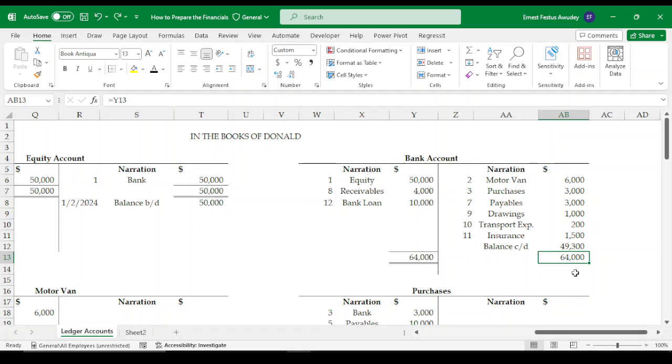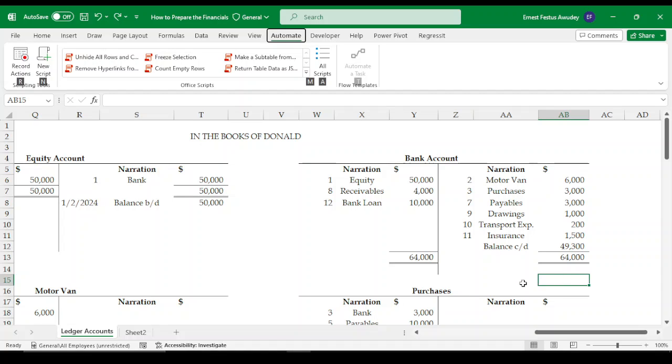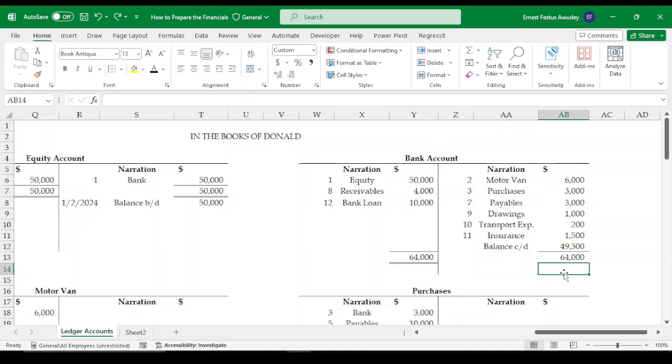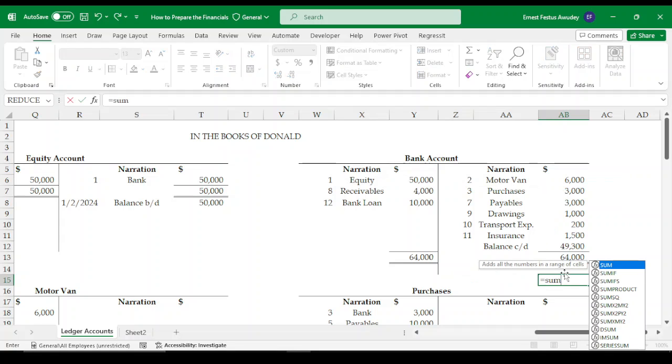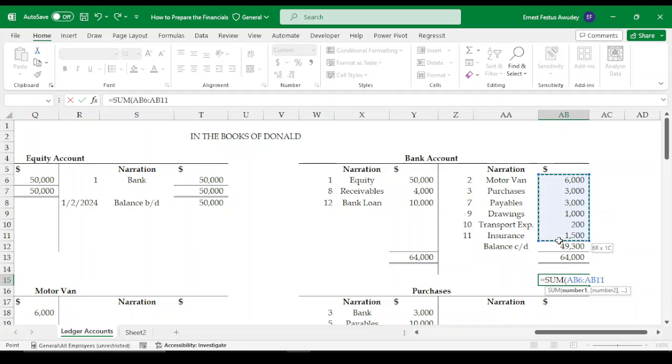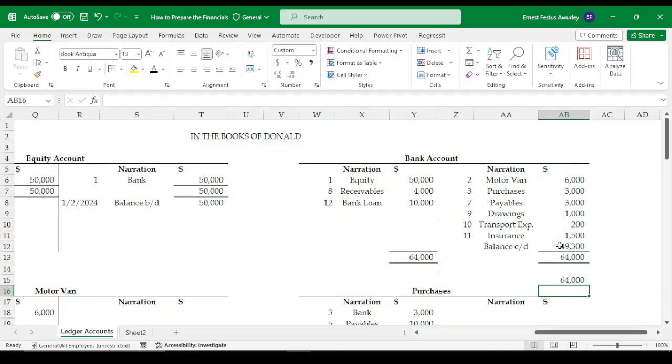But what you are saying is that assuming I come down here, I want to verify whether this total amount here is adding up to 64,000. I'll just come down here, and then I'll write equals sum. So I just come here and write equals sum, and I'm going to add everything, select everything here, and click enter. And that gives me 64,000, which means the balancing figure here is correct.